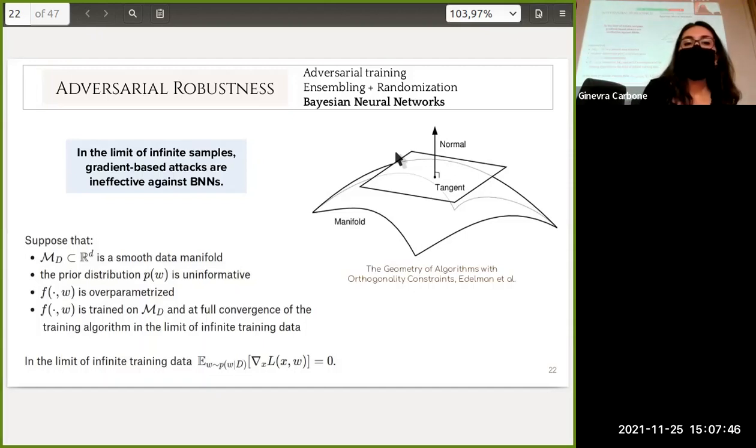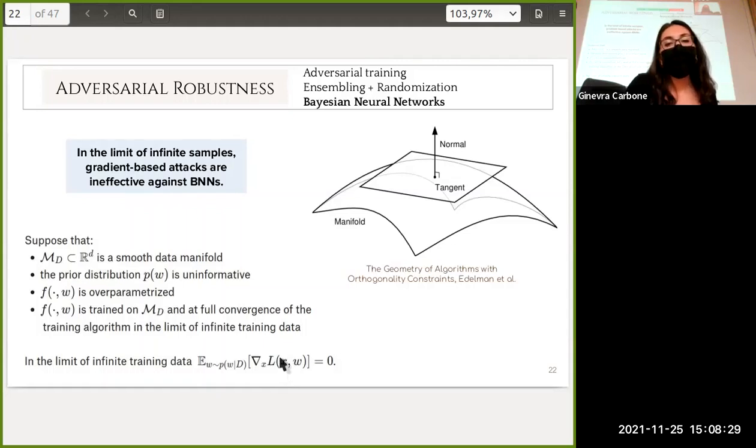And in fact, if you suppose that MD, which is the space from which the data belongs, is a smooth data manifold, and the prior distribution PW is uninformative, then we also assume that F is overparametrized. I will explain all the meaning of these terms in a bit. Then we know that in this overparametrized and big data limit, the expected gradient of the loss is 0. So any adversarial attack which is gradient-based, which involves this gradient computation, is ineffective.